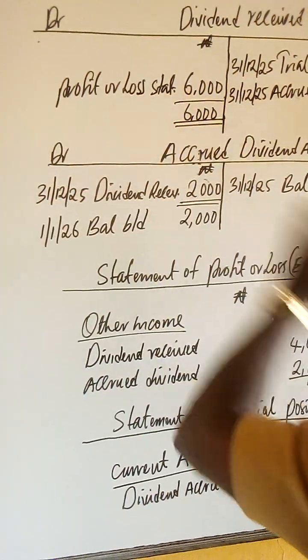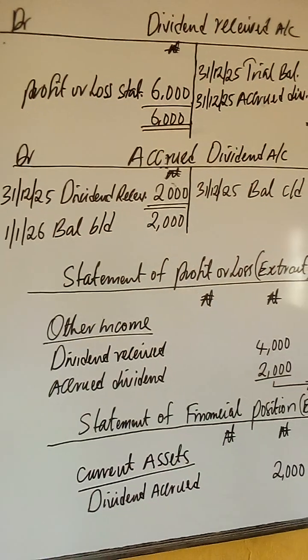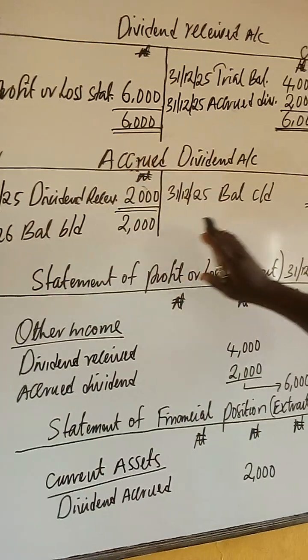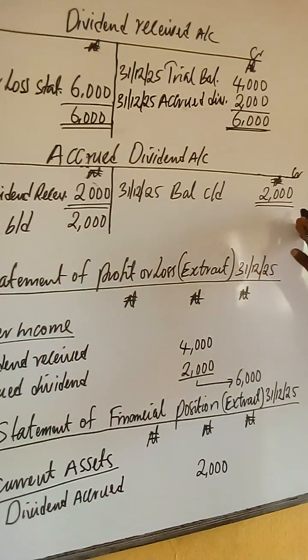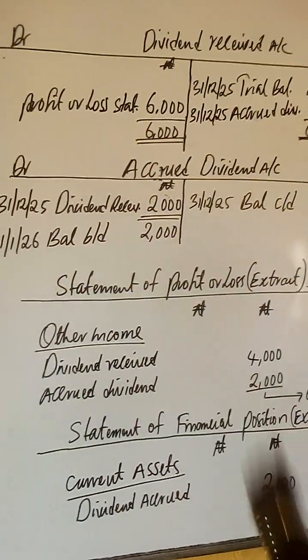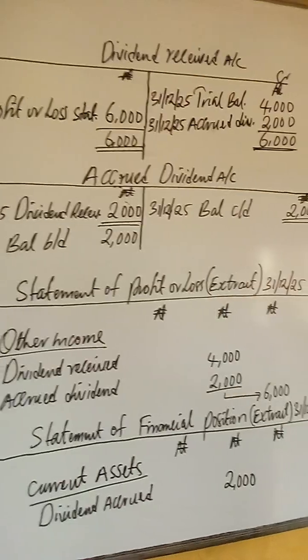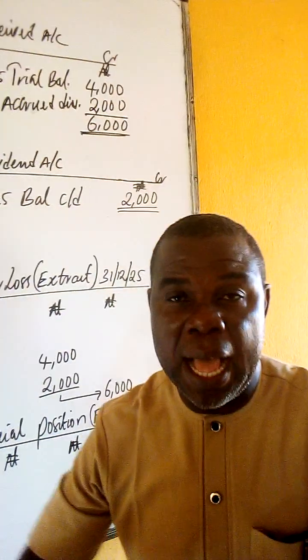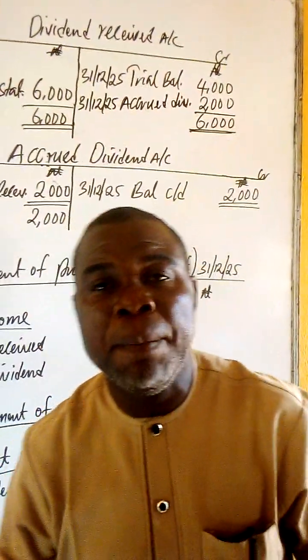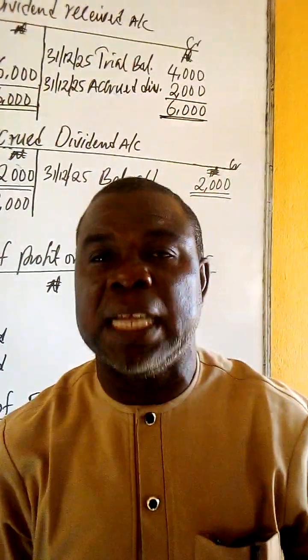Then the next, you balance the account by saying the balance carried down in the accrued dividend account is 2,000. Then the balance brought down will be 2,000. Mind you, accrued dividend is a current asset, because the business has already earned the income but is yet to receive it. Therefore, it's an asset to the business.